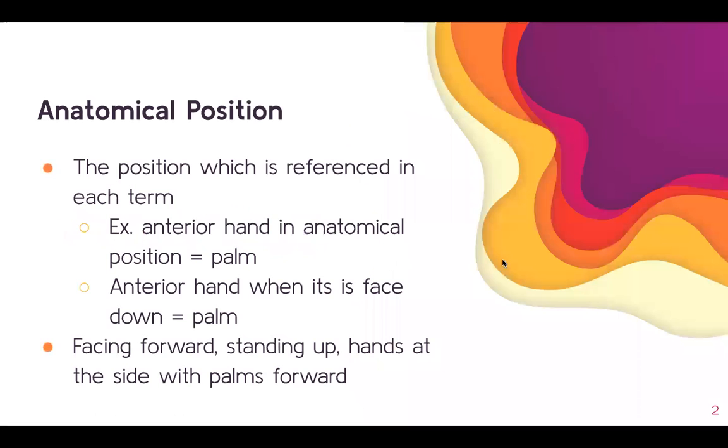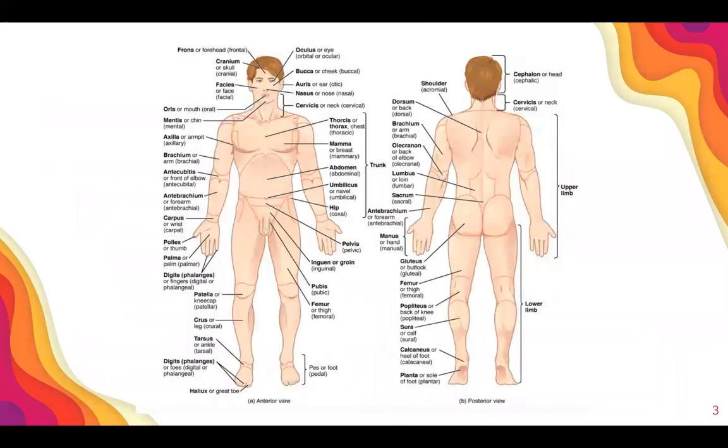So first we'll go over anatomical position, which is referenced in every term. For example, the anterior hand will be your palm in anatomical position, and an anterior palm when your hand is face down on a table will still be your palm, because anterior is always referred to in anatomical position. So anatomical position is when a person is standing up, looking forward, hands are at your side with your palms facing out, and your feet are pointed forward. This is anatomical position with many labels of regional areas in the body. I won't go over them, but you can pause and skim over it.